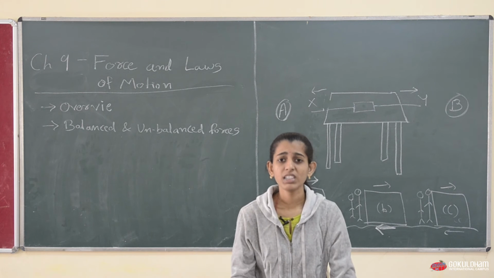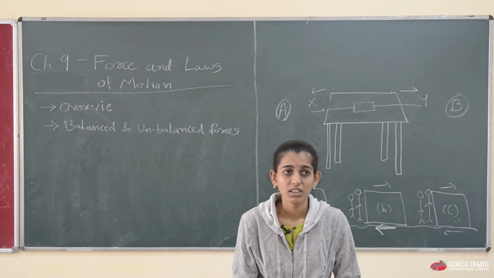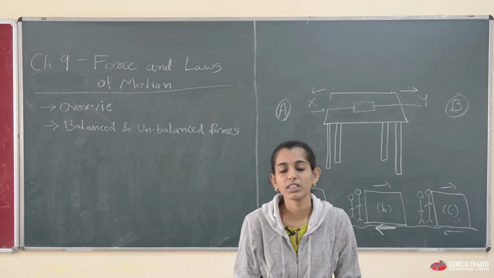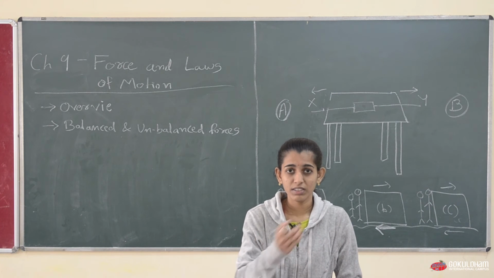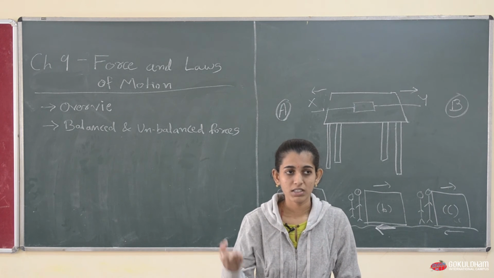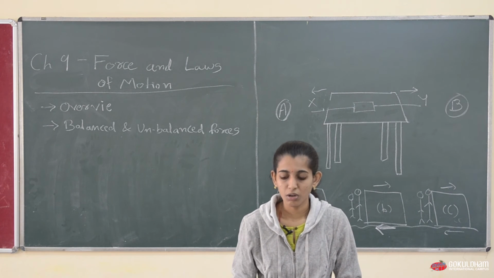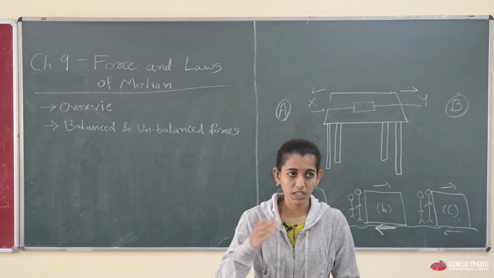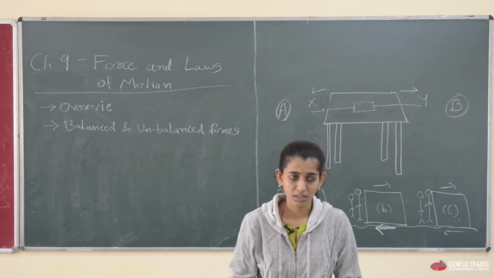Now another example is a bicycle. When you are driving a bicycle, as long as you pedal, your bicycle will be moving with a uniform speed. But when you stop pedaling, the bicycle will slow down, as the friction between the tires and the floor will be more than the pedaling force. So in order to keep the speed of the bicycle, we have to continue pedaling.